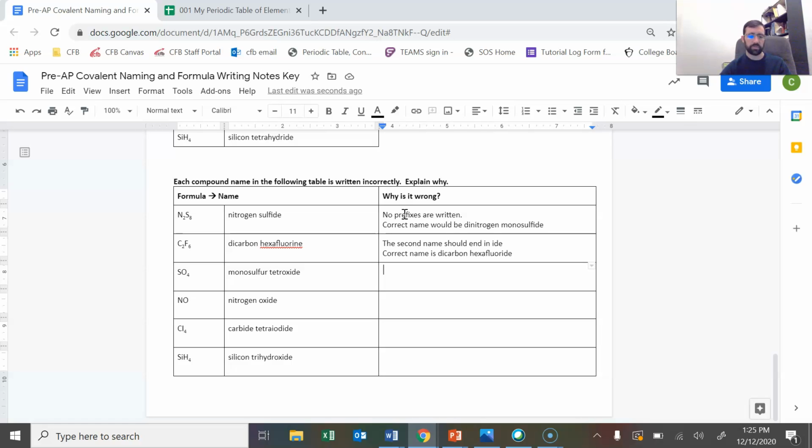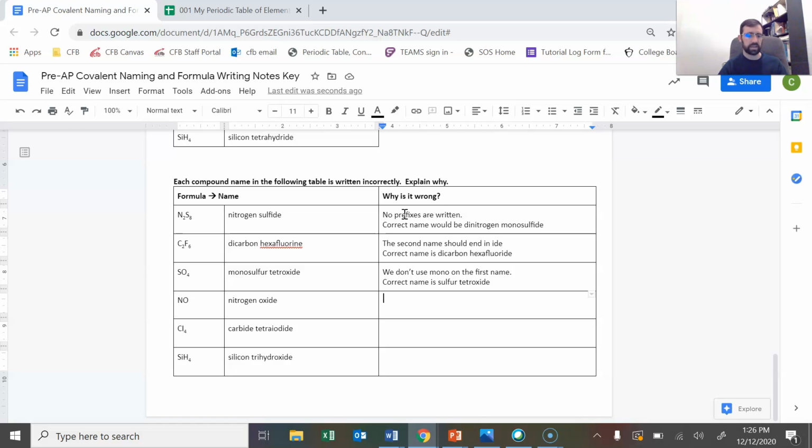SO4. What's wrong with SO4 being called monosulfur tetroxide? The reason this is incorrect is we don't use mono on the first name. Okay? The correct name is sulfur tetroxide, or tetraoxide, either one would be fine.